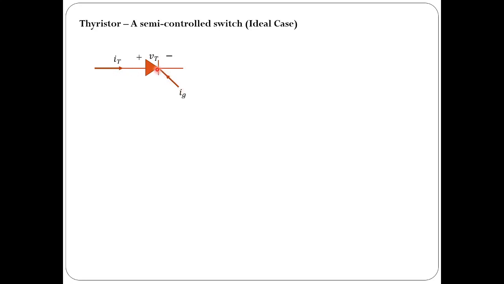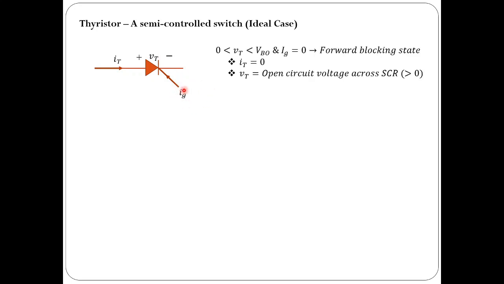And the turn on condition can be controlled by applying a gate signal. Let us see the various switching states. The first state is the blocking state, the forward blocking state. This would occur if VT is greater than 0 but less than the breakover voltage with gate current 0. For example, if the voltage across the thyristor with this polarity is less than the forward breakover voltage, and there is no gate current applied, then this switch would be in blocking state. It would be in off state. Current through it is equal to 0 and the voltage across it is going to be the open circuit voltage, which is greater than 0. See, it is forward biased, but it is in the blocking state.